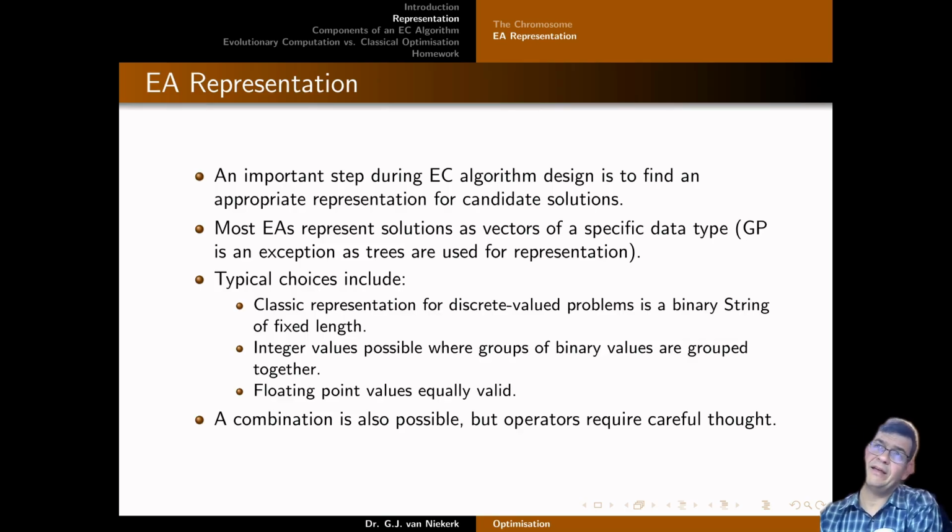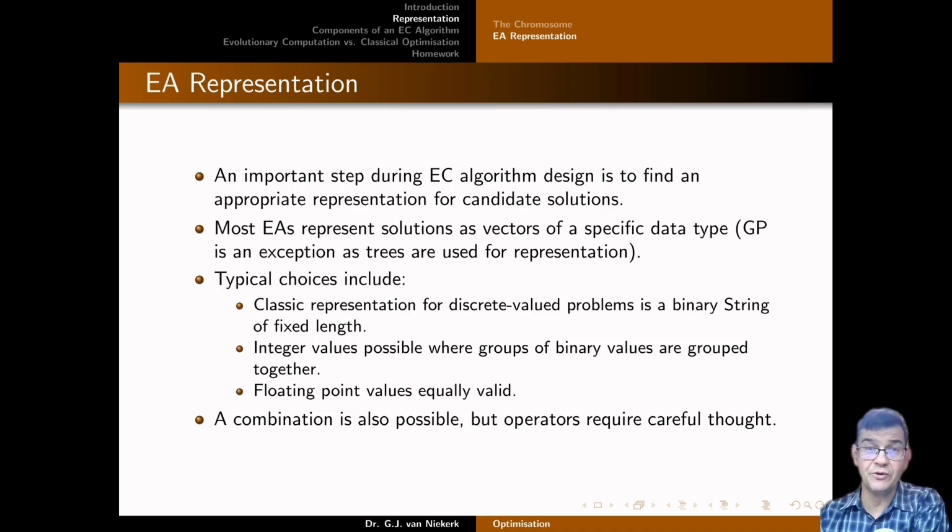So if you have a combination of, let's say, floating point values and discrete values, you usually have to map the floating point values, but that's usually quite easy to do. But the point is that you've got this array of data types that represents the solution to your problem. And of course, genetic programming is an exception to this, as we'll see a bit later, that uses trees. In fact, the trees are abstract syntax trees that are used to execute a piece of code for us. So that's the representation. And of course, a combination of these is also possible. Nothing hinders you from doing that.